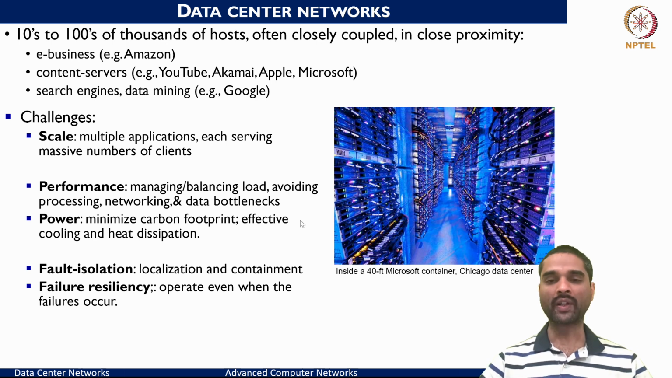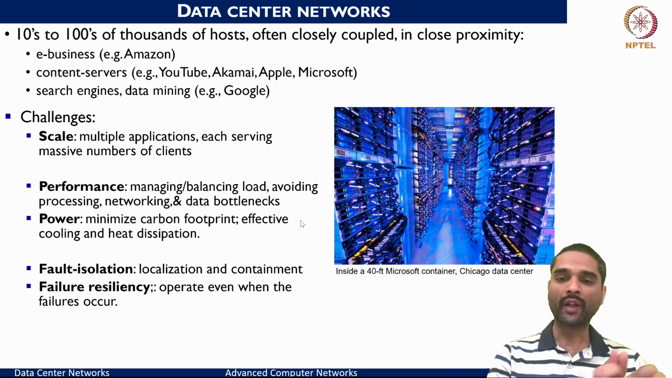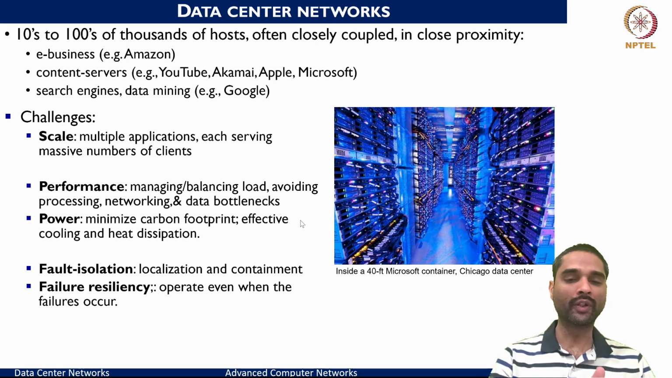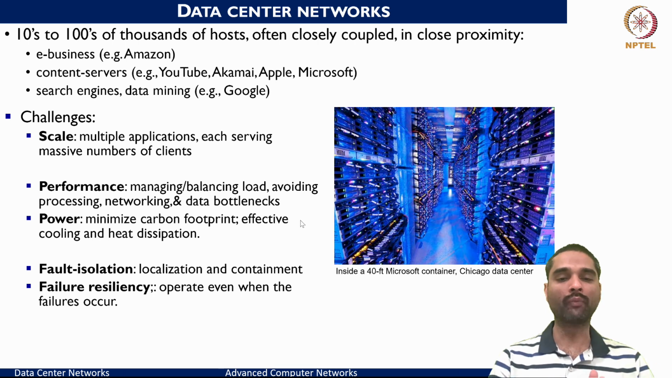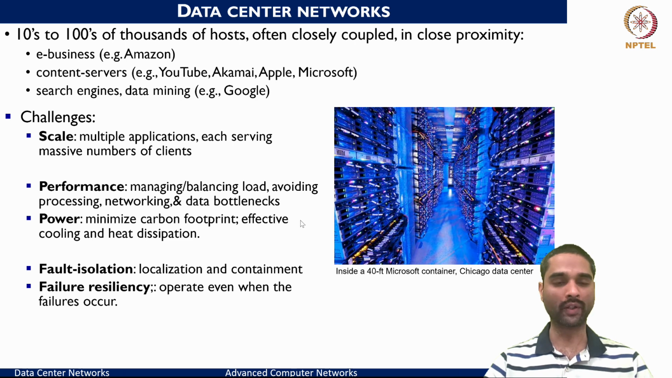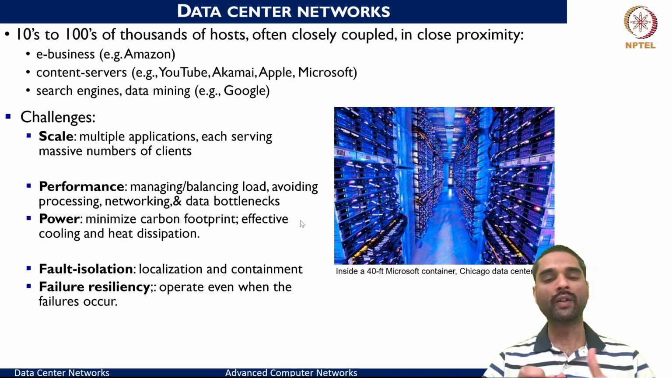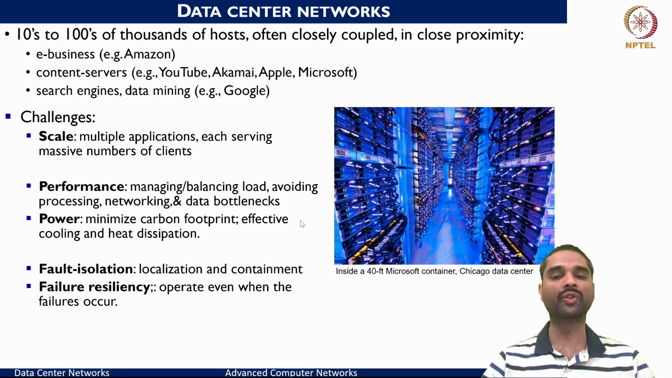The second aspect is performance, where if there are multiple servers that are serving similar kinds of content, how the network would be able to help manage and balance the load across different servers. And if in any way a network component is a bottleneck, what are the means to mitigate and overcome such bottlenecks and avoid such data bottlenecks.